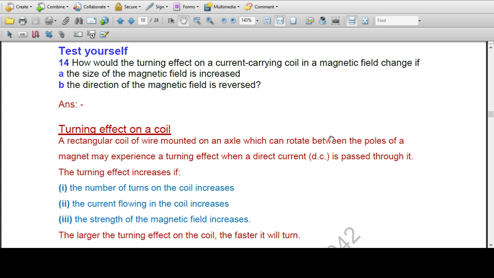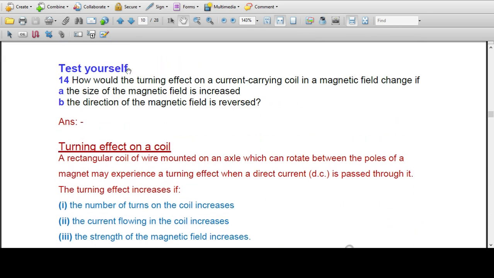If the current flowing through the coil increases, then its magnetic field strength again increases. If the magnetic field strength increases, the turning effect will increase. If the strength of the magnetic field increases due to any other reason, then again the turning effect will increase. So if the number of turns on the coil increases, the current through the coil increases, or by any other means the strength of the magnetic field increases, then the turning effect will increase and it will move faster and faster.